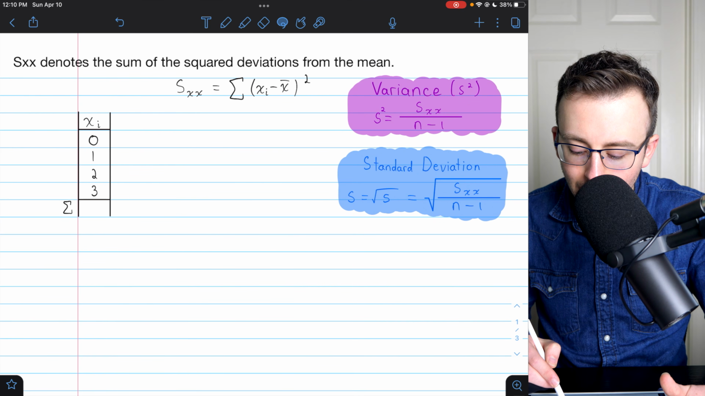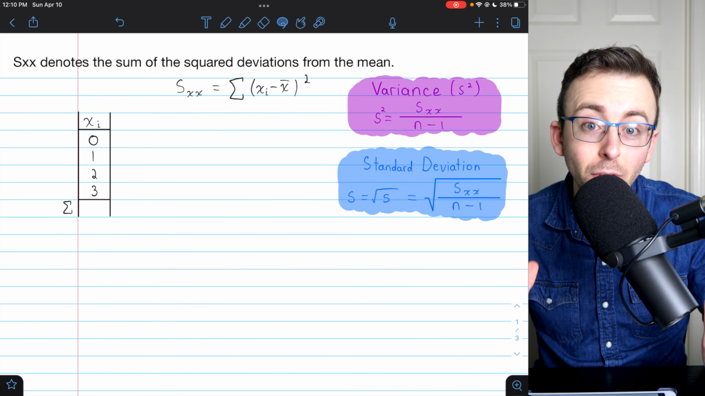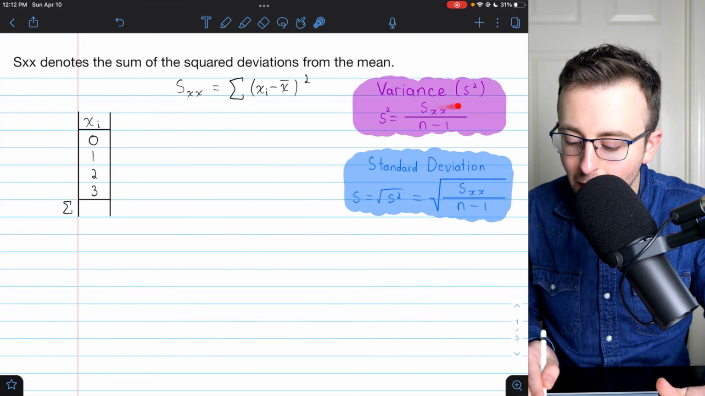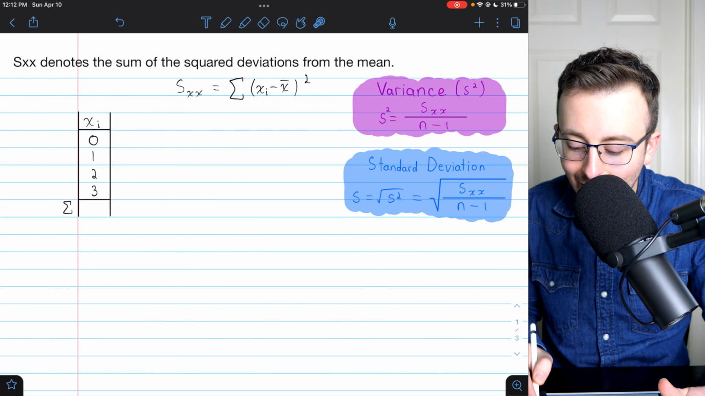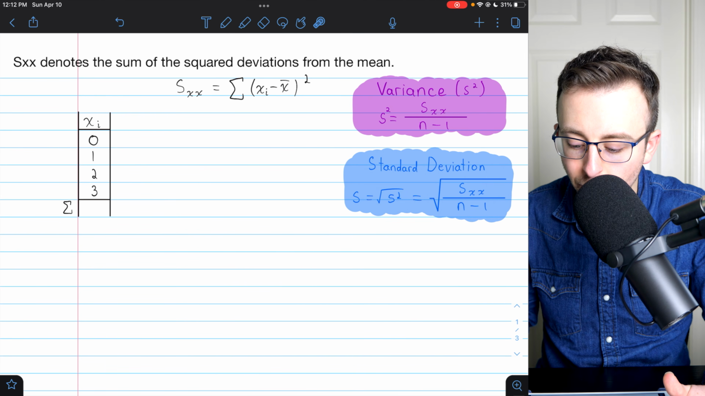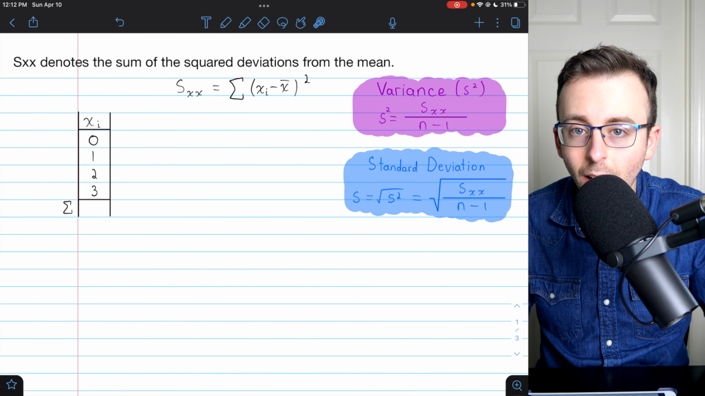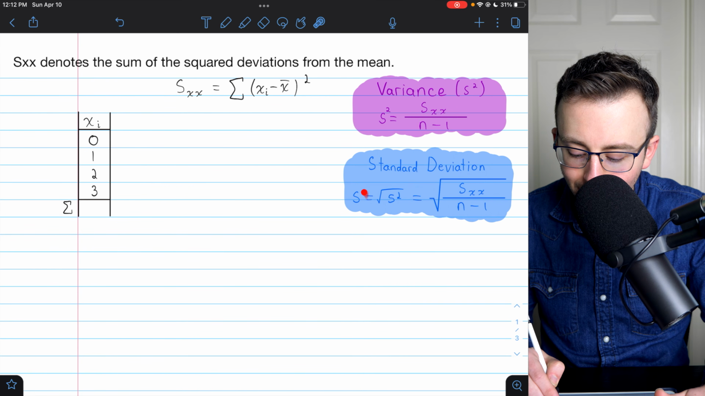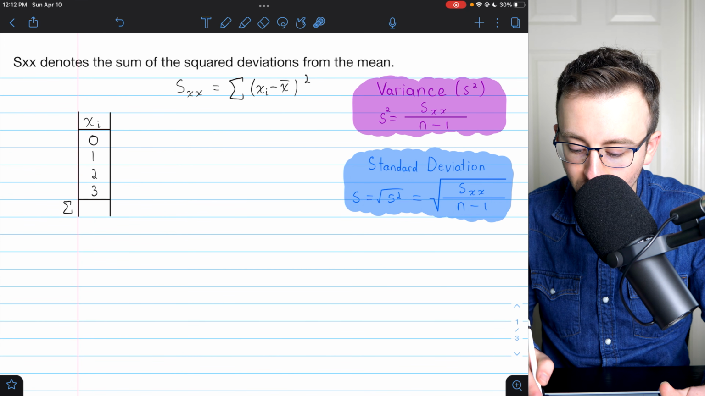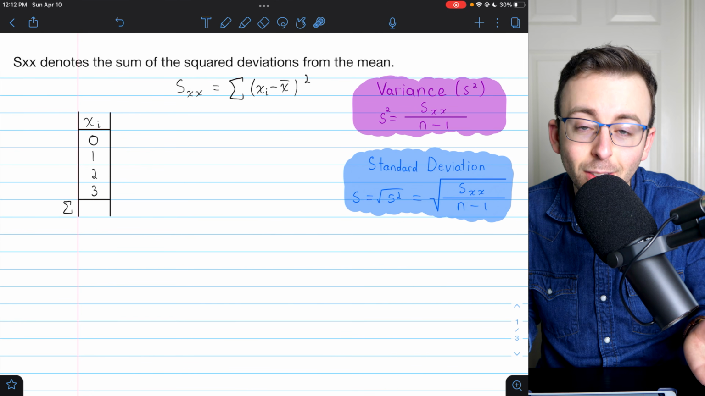Well, it shows up in the variance and the standard deviation for a data set, and those are both super important. To calculate the variance of a data sample, denoted S squared, we just have to take SXX, the sum of the squared deviations from the mean, and divide by n minus 1. That's the sample size minus 1. And that lets us find standard deviation too, because standard deviation, S, is the square root of the variance. So just calculate that and take a square root. So SXX, it's pretty handy, it's pretty important.